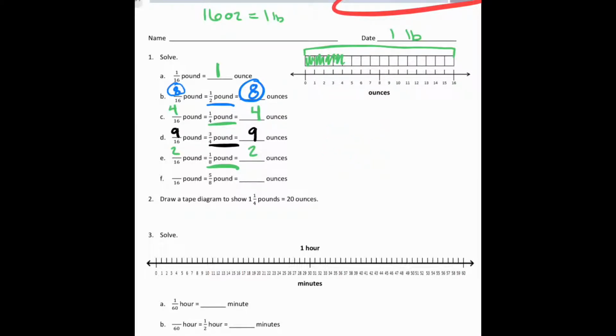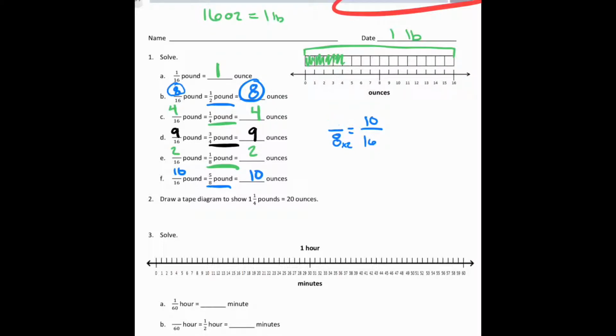Alright, and let's look at F. We have 5/8 of a pound. We want to figure out how many 16ths that would be. So 8 times 2 is 16, so we have to do 5 times 2, which will give you 10. So we'd have 10/16 of a pound, which is 10 ounces.